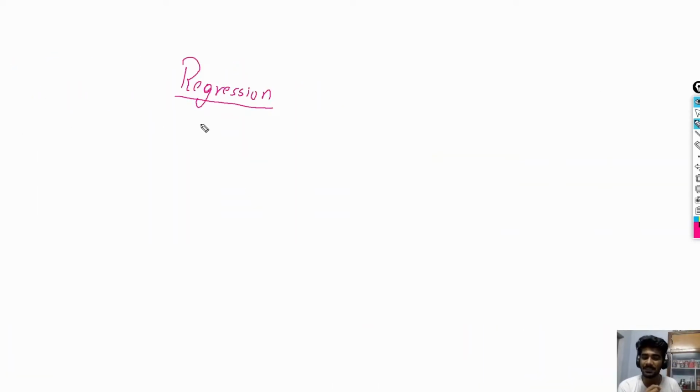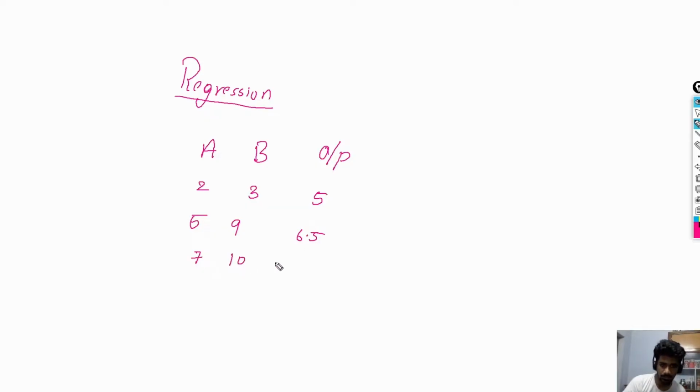To understand regression, we first need to understand why regression is called supervised learning. Because regression works in this way. For example, let us assume that we have two input variables a and b and an output variable. The values are 2, 3, and 5; 5, 9, 6.5; 7, 10, 12, and so on.